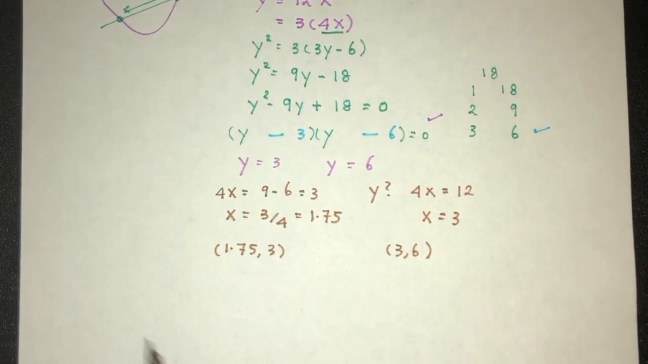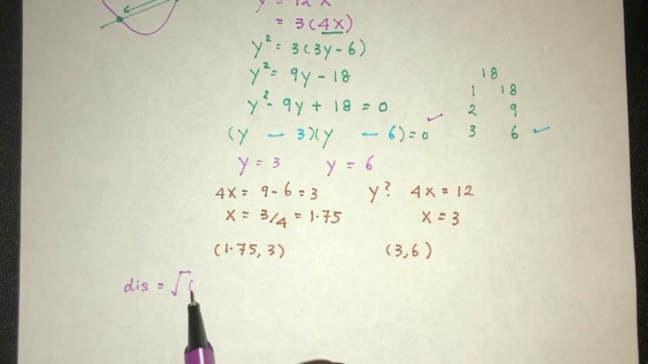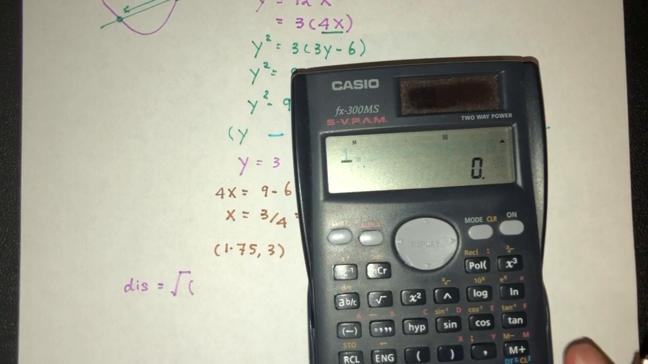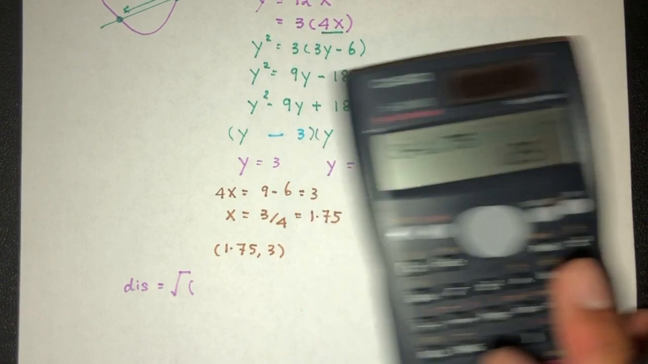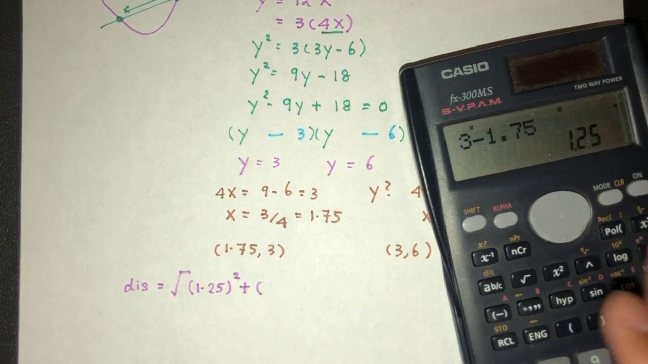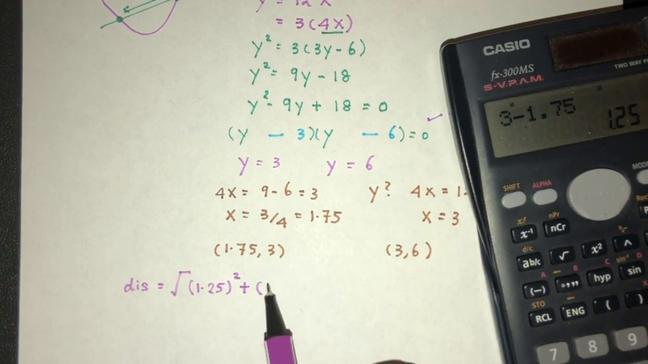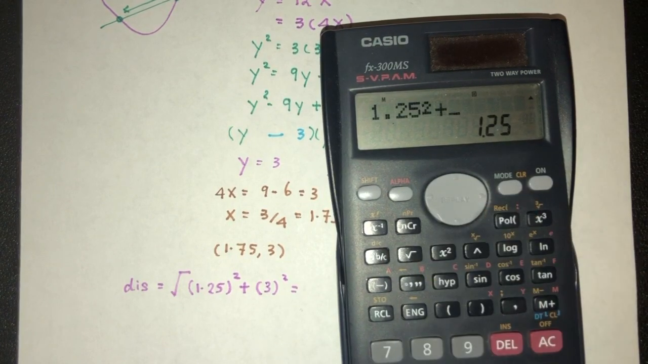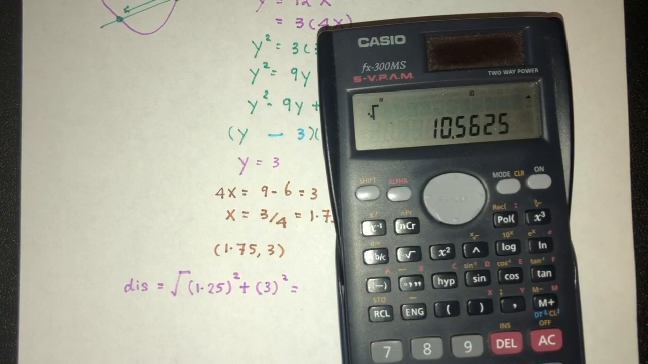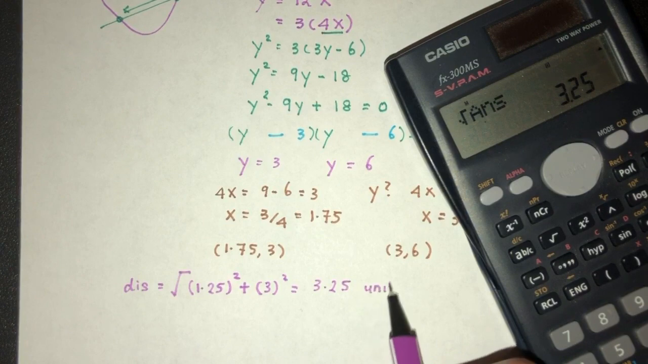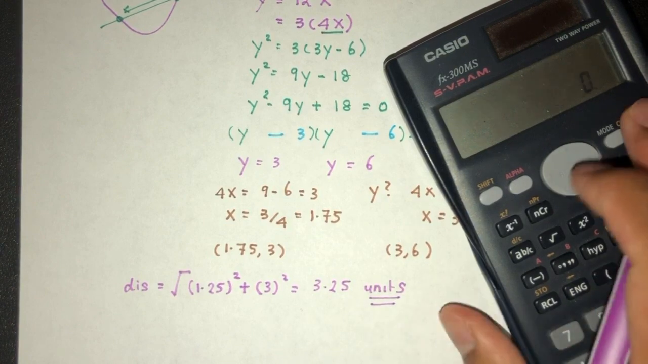We have to use the formula: distance is equal to root of x2 minus x1 squared plus the value of this one minus this one squared. 3 minus 1.75 should be 1.25 squared, plus the difference of the y values, that should be 3 squared. So we have 1.25 squared plus 3 squared. That should be root of the answer, 3.25. Distance will be 3.25 units between the 2 points.